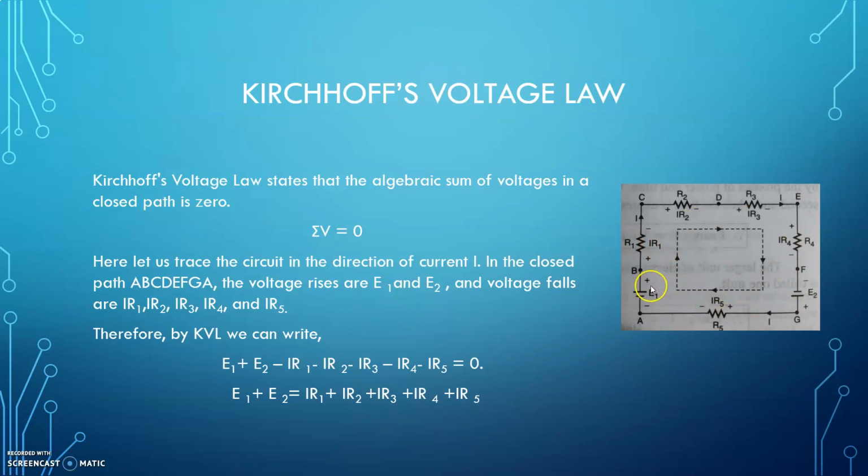So E1 minus I into R1 minus I into R2 minus I into R3 minus I into R4 plus E2 minus I into R5 is equal to 0. So combine the rising potential and the falling potential. These two are rising potentials and these five are falling potentials. So these two are unequal. That is called Kirchhoff's voltage law.